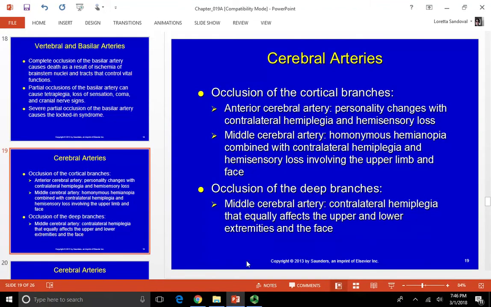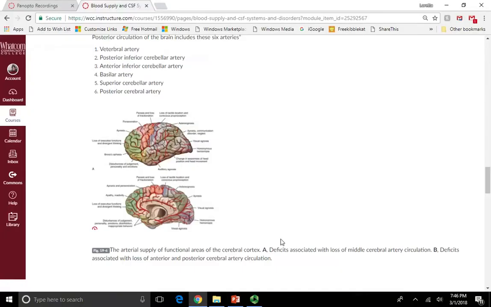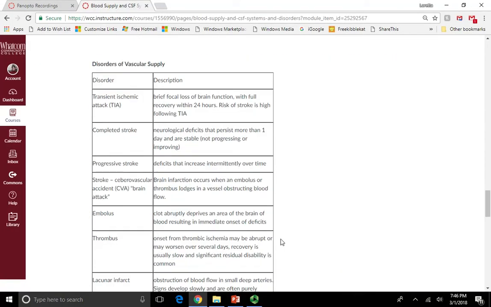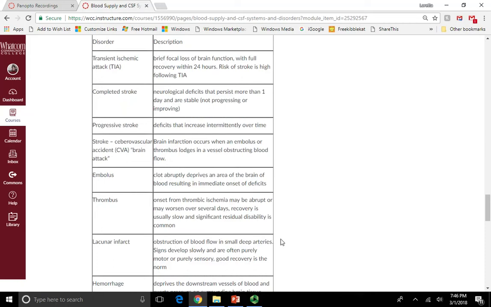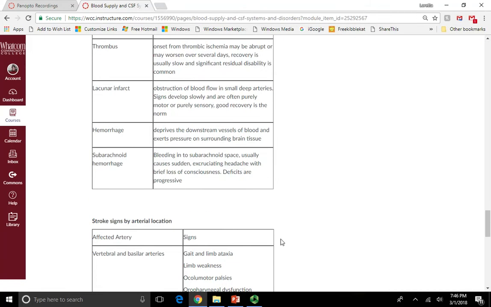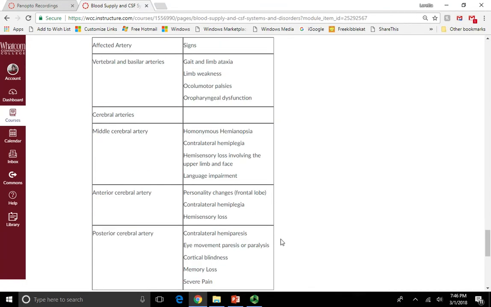the module because I think it's more straightforward. So this is the disorders of the vascular supply, just the definition and description of the ones we talked about in the PowerPoint, hemorrhage versus infarct. So these are the different arteries. What I want you to notice with the arteries is the commonality and the differences between the signs.